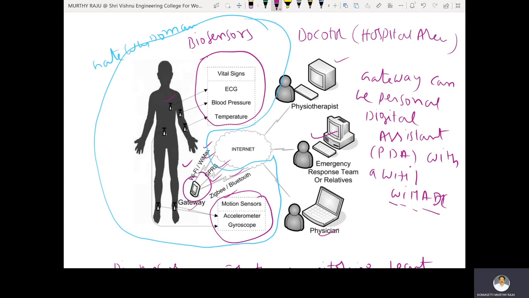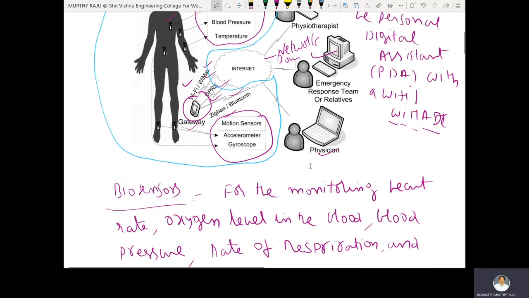Next one, internet. This is the network domain. The internet is under the network domain. The network domain comprises the access network and the core network. Core network means service providers. What are the access networks? Access network means from the central office to your home.